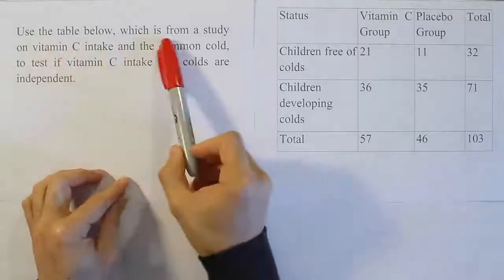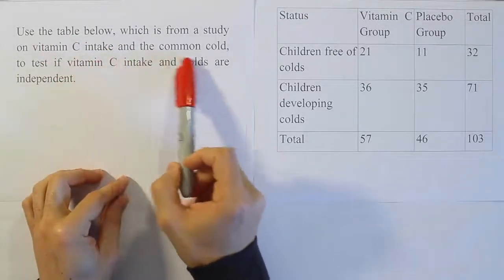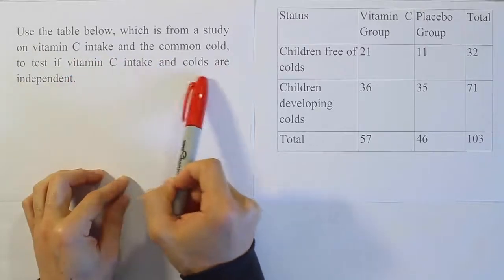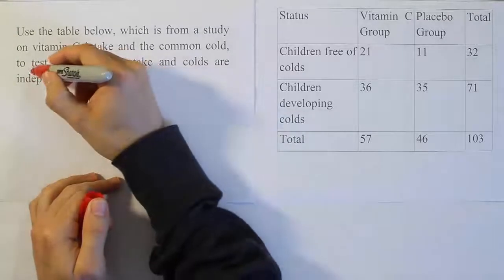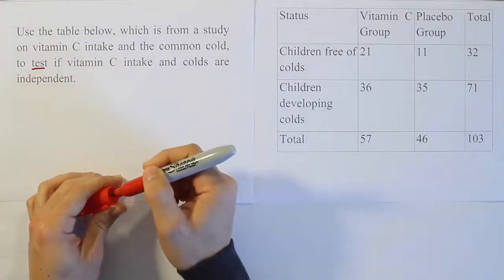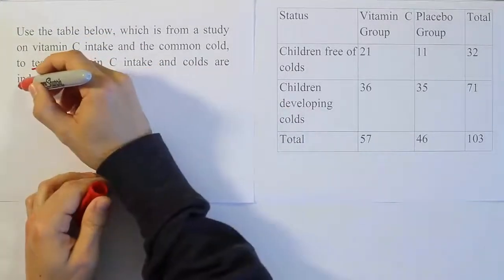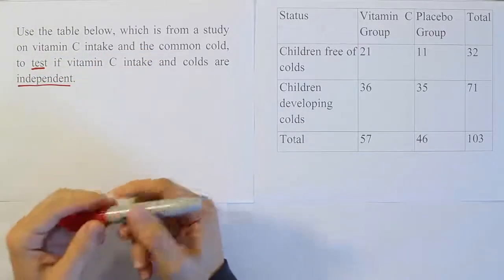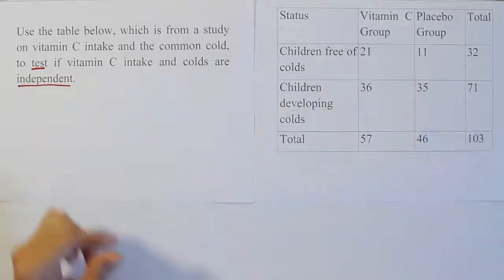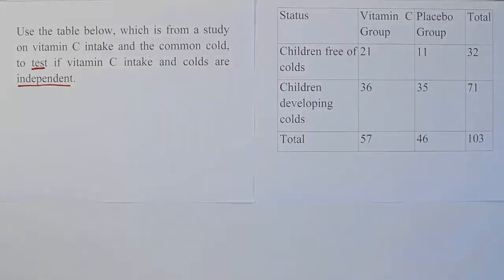Use the table below, which is from a study on vitamin C intake and the common cold, to test if vitamin C intake and colds are independent. Okay, so this phrase here implies that we're doing a hypothesis test, and of course we're testing to see if these two categories are independent. So it's a chi-squared test for independence. Look at the layout of the data, it's clear that it's a chi-squared test for independence.